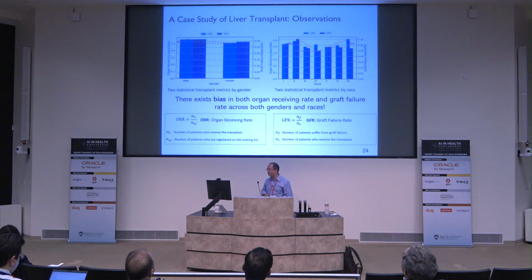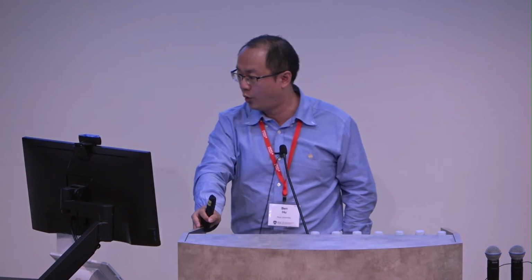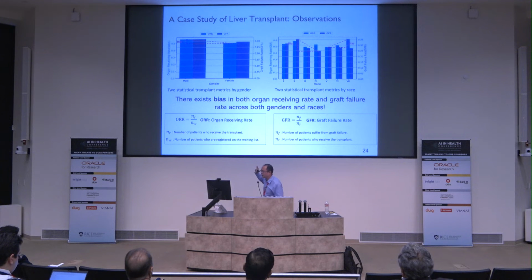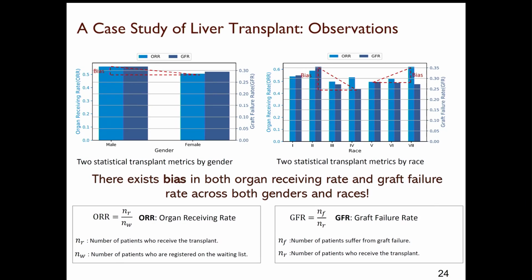the two statistical transplant metrics by race. We can see race 2 has a much higher GFR score compared to race 4. It means the failure rate is much higher. So what is the problem? There are some disparities among different races, and certain races show significant differences. How are we going to tackle these problems to make sure the whole allocation process is relatively fair?